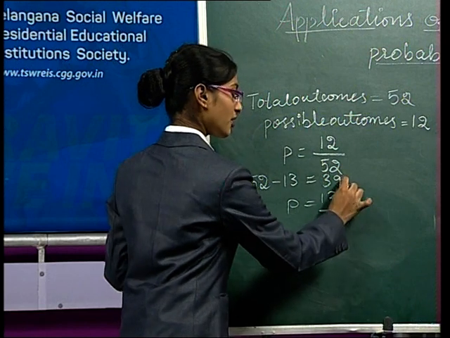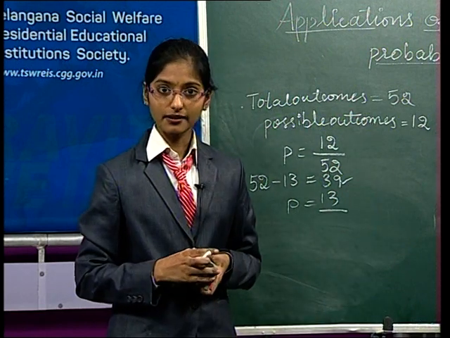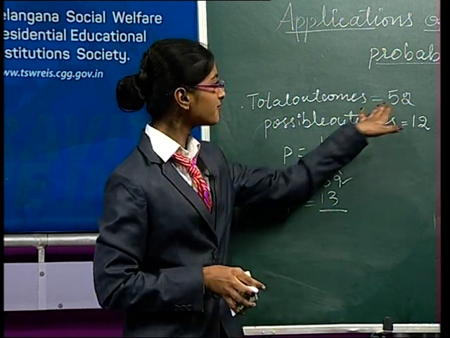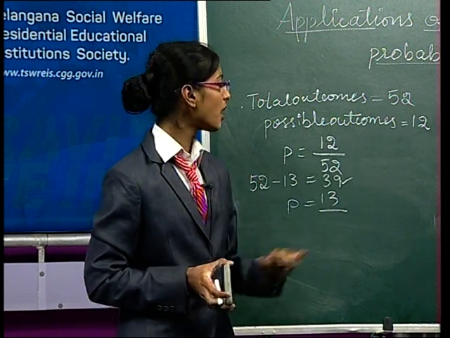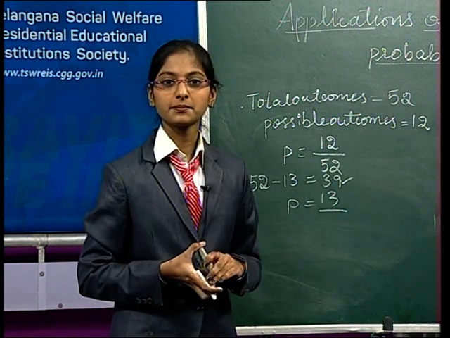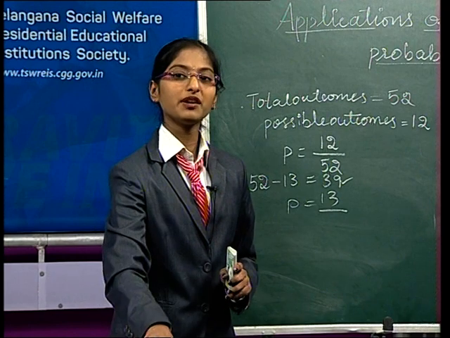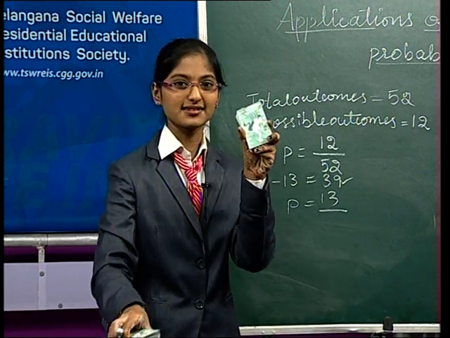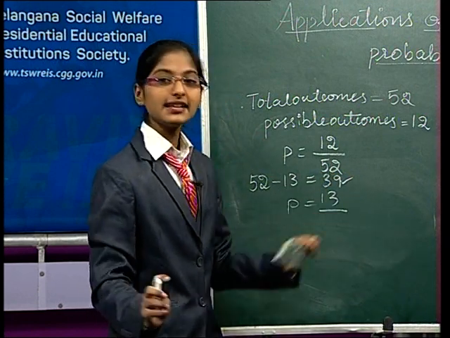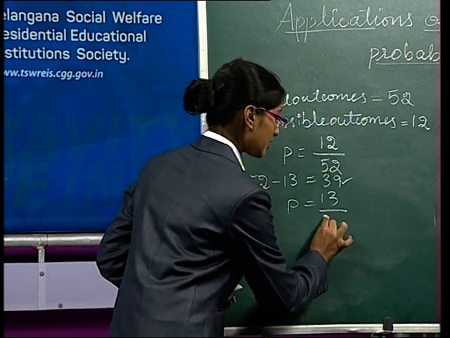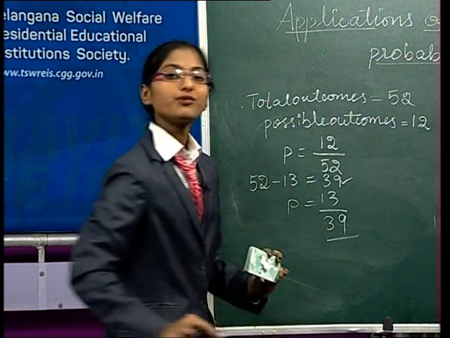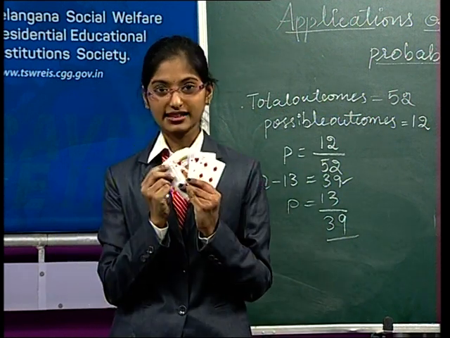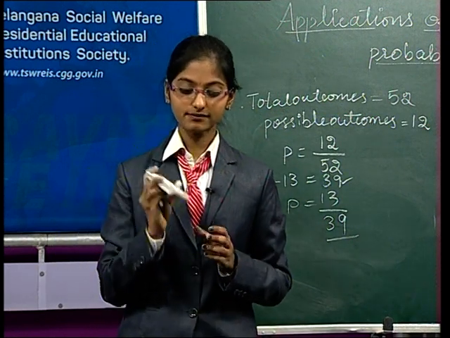And what is the total number of outcomes here? 39. Why? In the first round we have 52. Then how did it become 39? Because we have removed a set from these cards, right? So, 39 is the total number of outcomes. 13 by 39 is the probability for getting a red heart from this set.